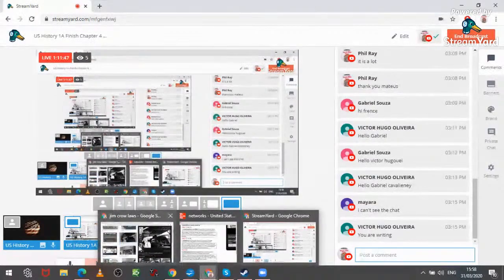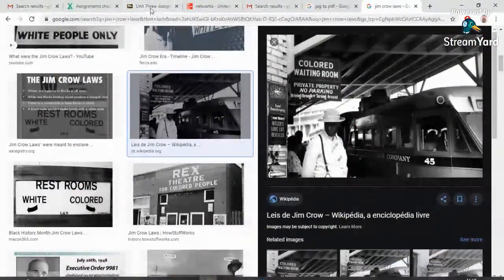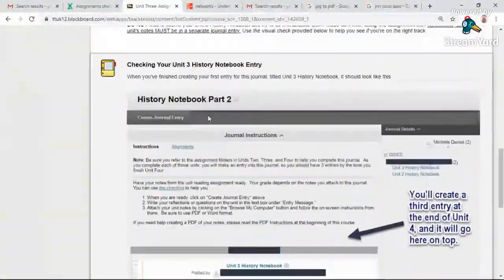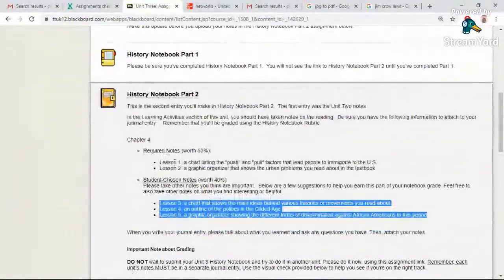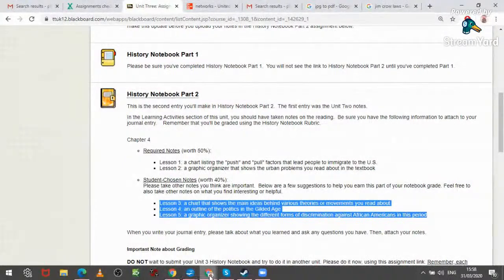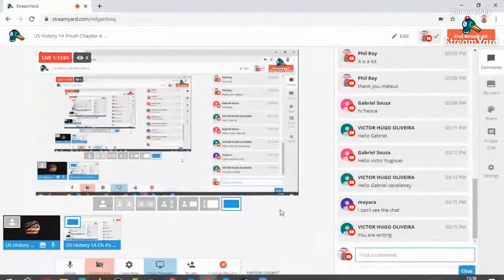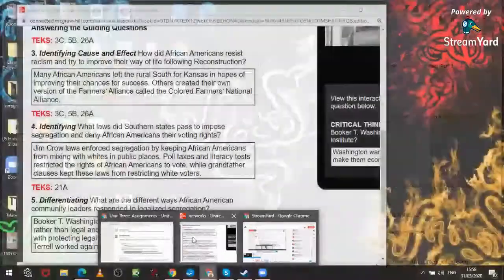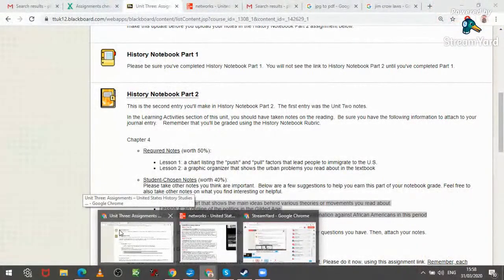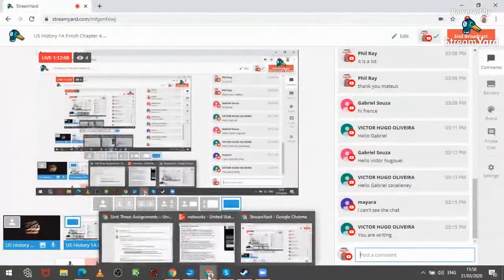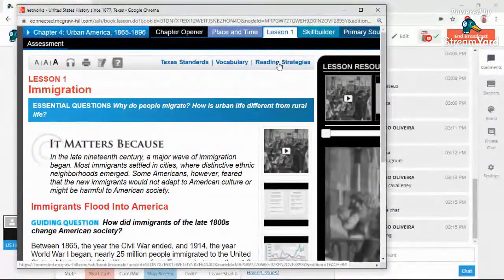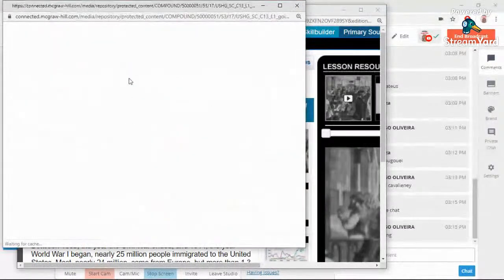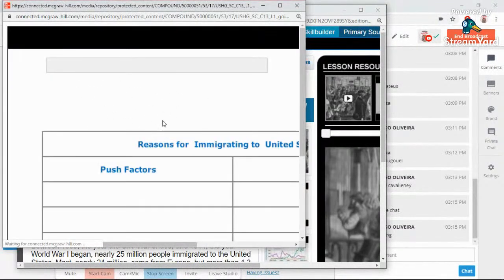The next class that we're having is just for assignments. Unit 3. So we answered all these questions. We already did this one, chapter 4. So remember, you have to do lesson 1 and lesson 2. This one are the required notes. You have to do this. Remember, save that as a PDF.